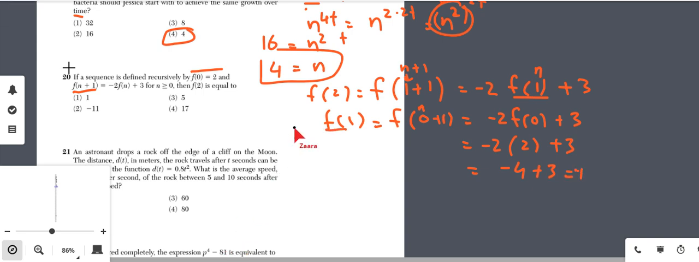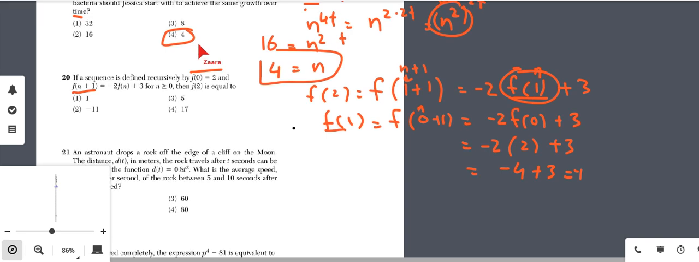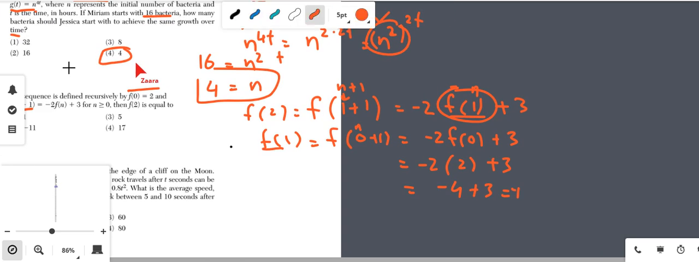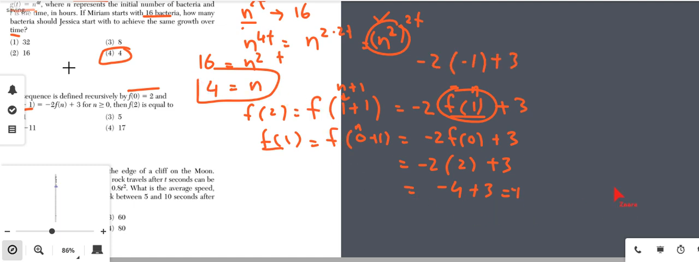Now I will substitute the value of f of 1 here. So to substitute the value, I will get negative 2 times negative 1 plus 3, which equals positive 2 plus positive 3, which is 5. So the answer is 5.